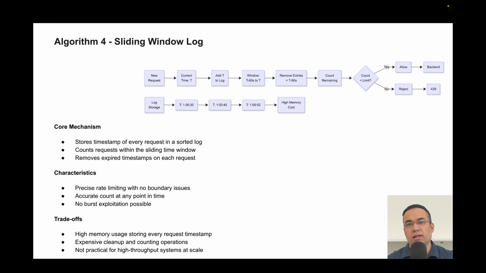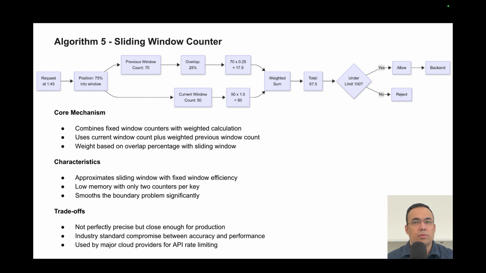The key insight is that sliding window log gives us perfect accuracy but at O(n) space complexity, where n is the number of requests. For high volume systems, this is not ideal, and we need a way to approximate sliding window behavior without storing every timestamp. Now let's talk about the fifth and final algorithm, the sliding window counter.